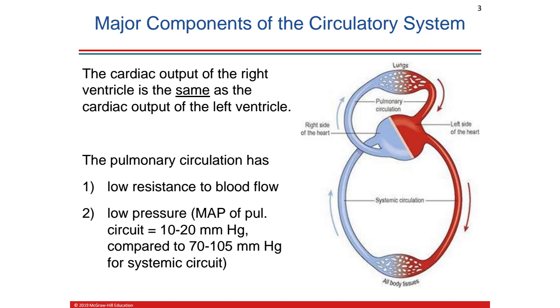So you might be thinking, well, how is that possible, given that the pressures are so different? Well, it turns out the resistances of the two circuits are quite different. So the resistance of the systemic circuit is much higher compared to the resistance of the pulmonary circuit. And so the pulmonary circuit can have the same amount of blood flow, in other words, the same volume per unit time as the systemic circuit, with a lower pressure gradient. And the reason is because the vascular resistance to blood flow is much lower.